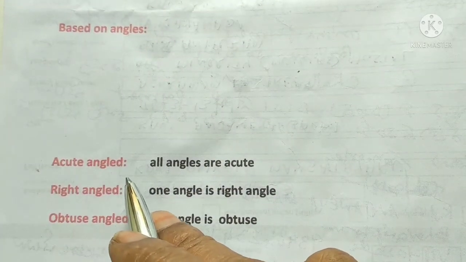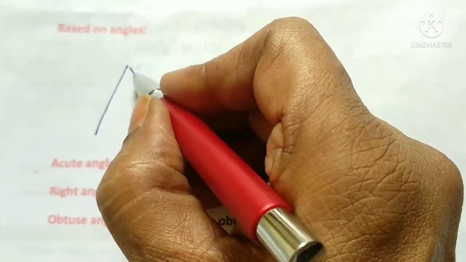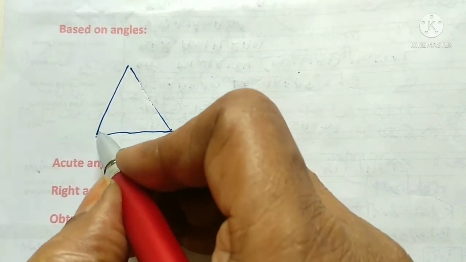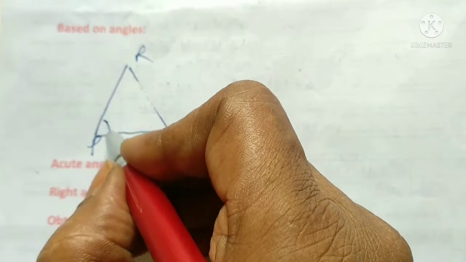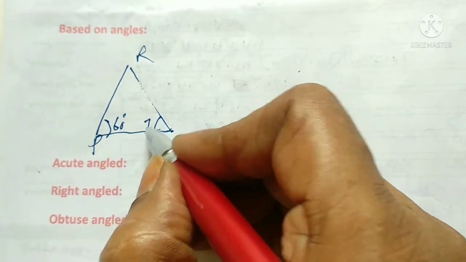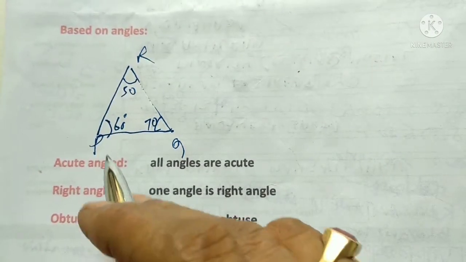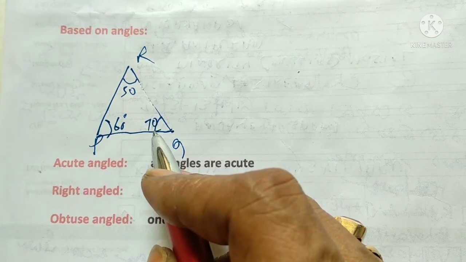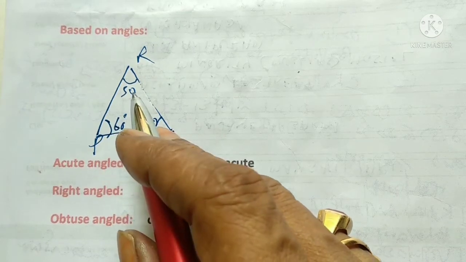One is acute angle triangle. Let us say this is P, Q, and R. This angle is 60 degrees and this angle is 70 degrees and this angle is 50 degrees. Remember, the sum of all the angles in a triangle is equal to 180 degrees. We should be very careful while giving an example also. 70 plus 60, 130 plus 50, 180 degrees.